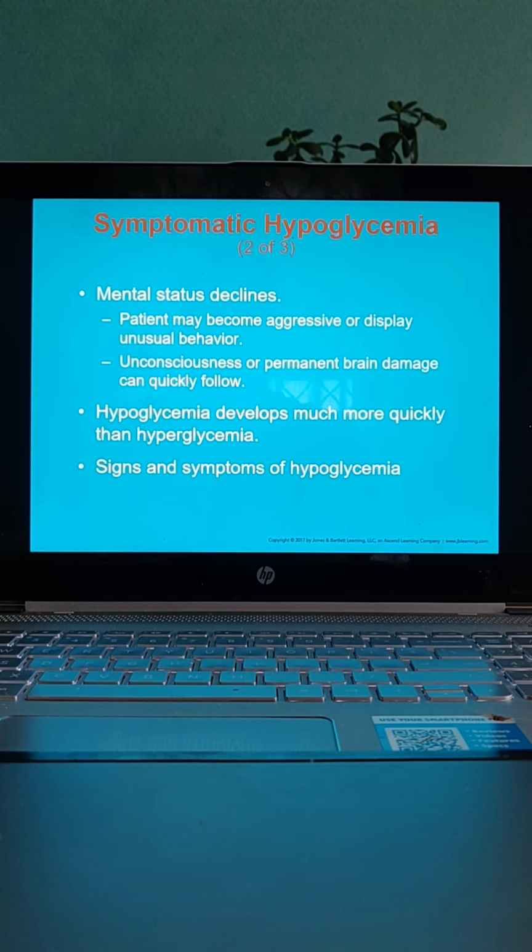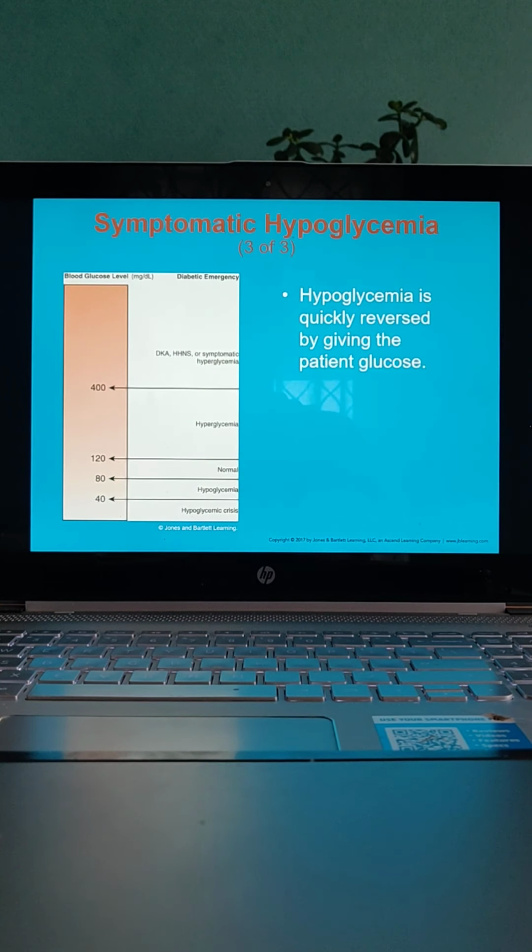Hypoglycemia develops more quickly than hyperglycemia. Hyperglycemia can develop over a couple of days or weeks. Hypoglycemia can develop within a couple of hours. What are the signs and symptoms of hypoglycemia? Lots of them. Hypoglycemia is quickly reversed by giving the patient glucose.